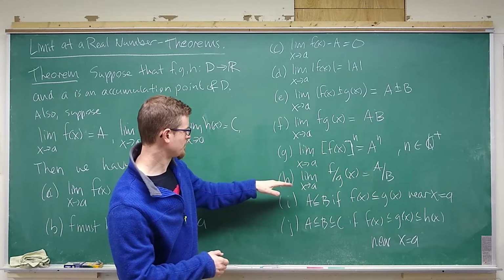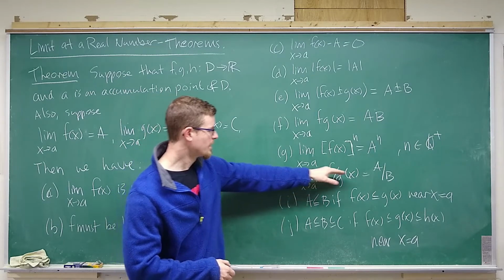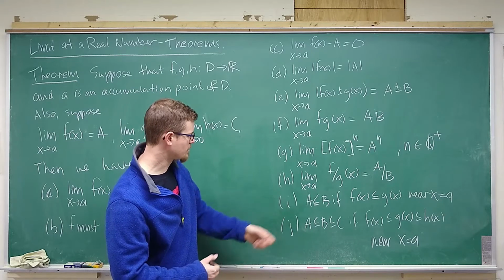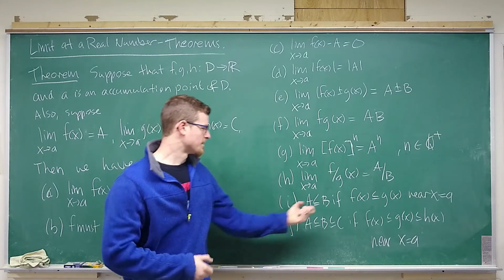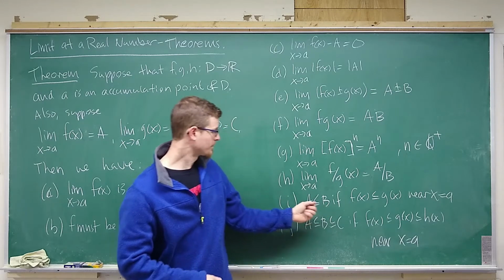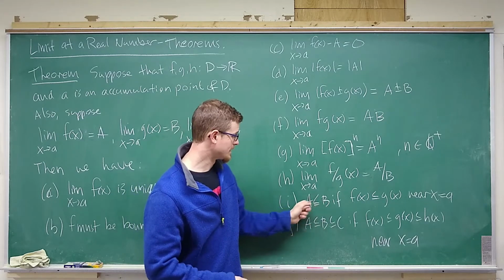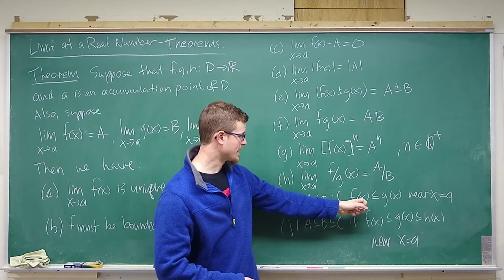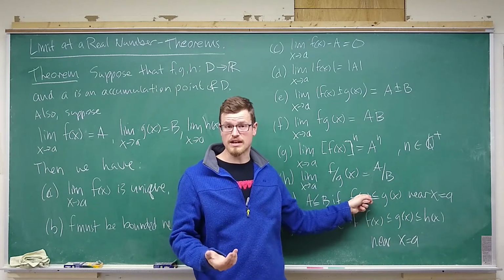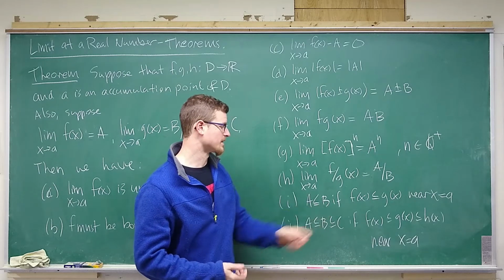All right. And then we have the limit as x approaches a of a quotient is the quotient of the limits. And then I and J are really quite similar here. The limiting value of f is less than the limiting value of g, A is less than B, whenever f is less than g. So if f is a function that is less than g, then when we take the limits, of course, the limit of f will be less than the limit of g.